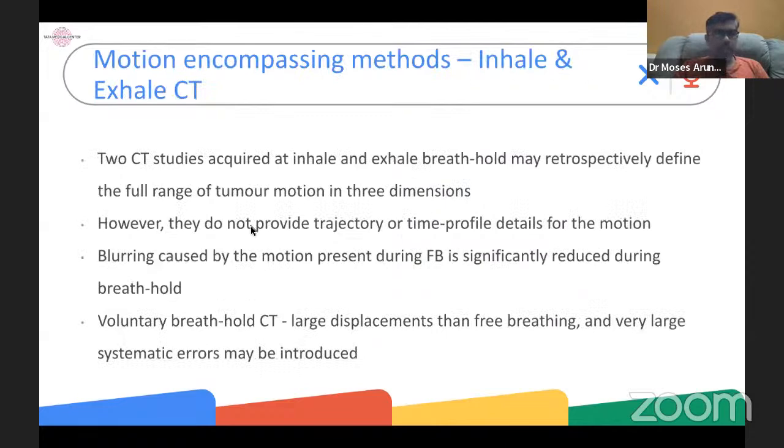Next up is where you acquire CT scans at the extremes of the respiratory cycle. We have talked about it. Because the tumor is not moving, because the patient is holding breath, you get less blurring of the tumor, and you get much more resolution. But because these patients are being artificially asked to hold breath, there is always a possibility of larger displacement than in free breathing, which, if not addressed properly, can lead to systematic errors throughout the treatment.